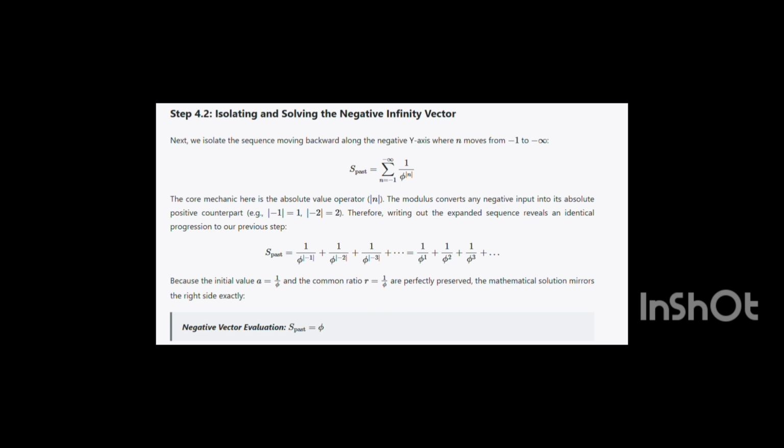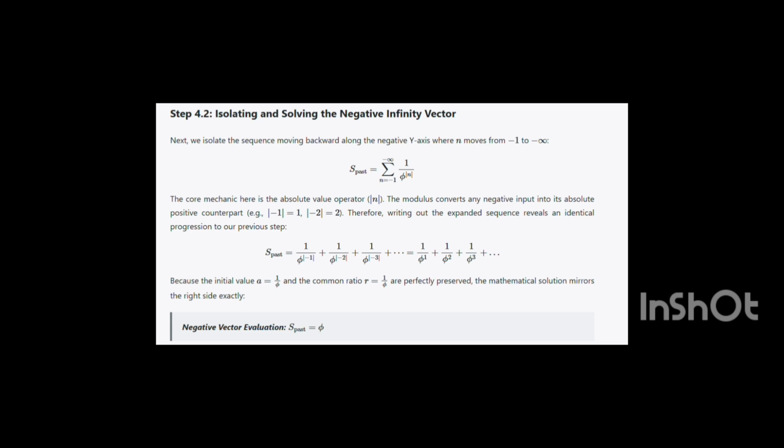And since we know that the modulus converts any negative input to the positive one, we can write S past equals 1 by 5 to the power mod minus 1, plus 1 by 5 to the power mod minus 2, plus 1 by 5 to the power mod minus 3, plus dot dot dot till 1 by 5 to the power mod minus infinity. That equals, the expansion is like this, 1 by 5 to the power 1 plus 1 by 5 to the power 2 plus 1 by 5 to the power 3 plus dot dot dot, because of the core absolute value operator of mod n.